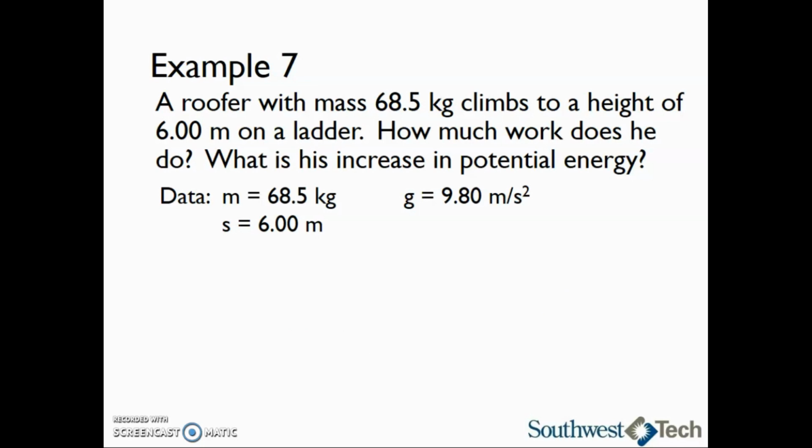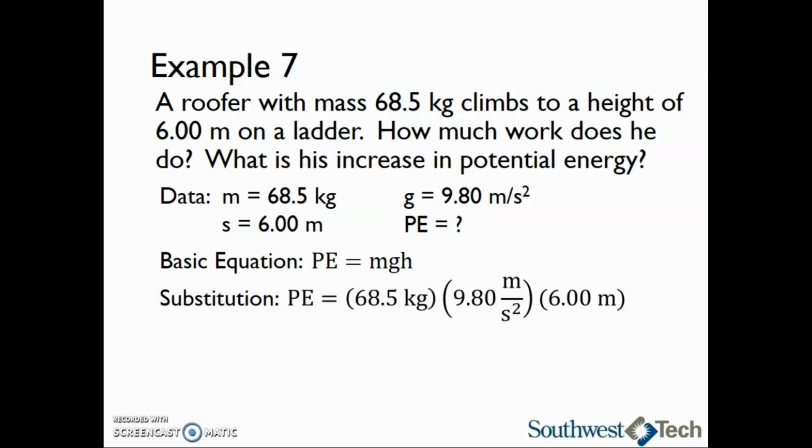In the second part of the question, we are solving for the roofer's increase in potential energy. Our data can be written in the same way. The only difference is now we are trying to find the potential energy PE. The basic equation for potential energy is that the potential energy is equal to the mass times the acceleration due to gravity times height. Our basic equation will also be our working equation because it is written in terms of PE. Our next step will be to substitute our data.